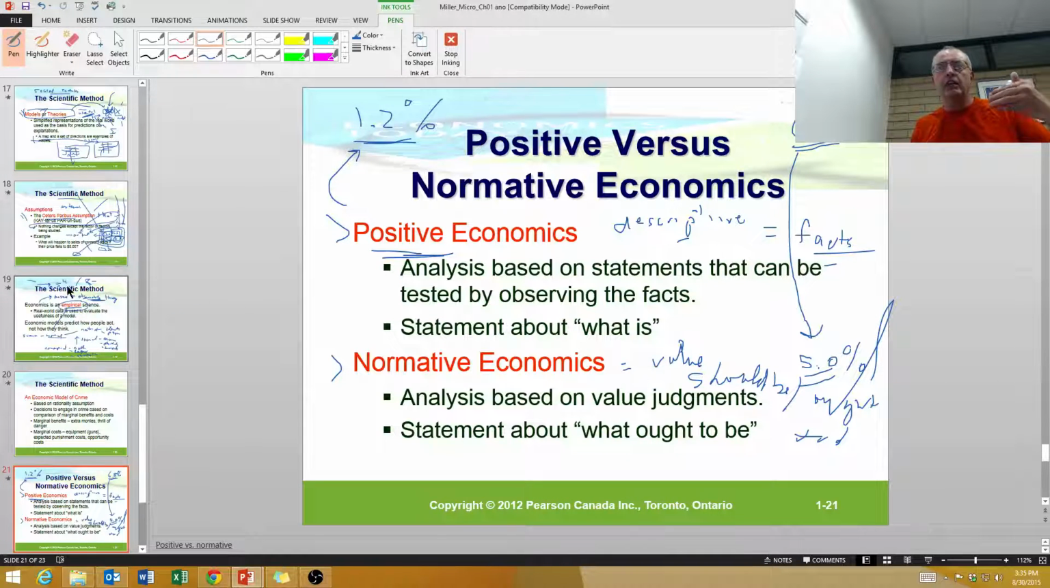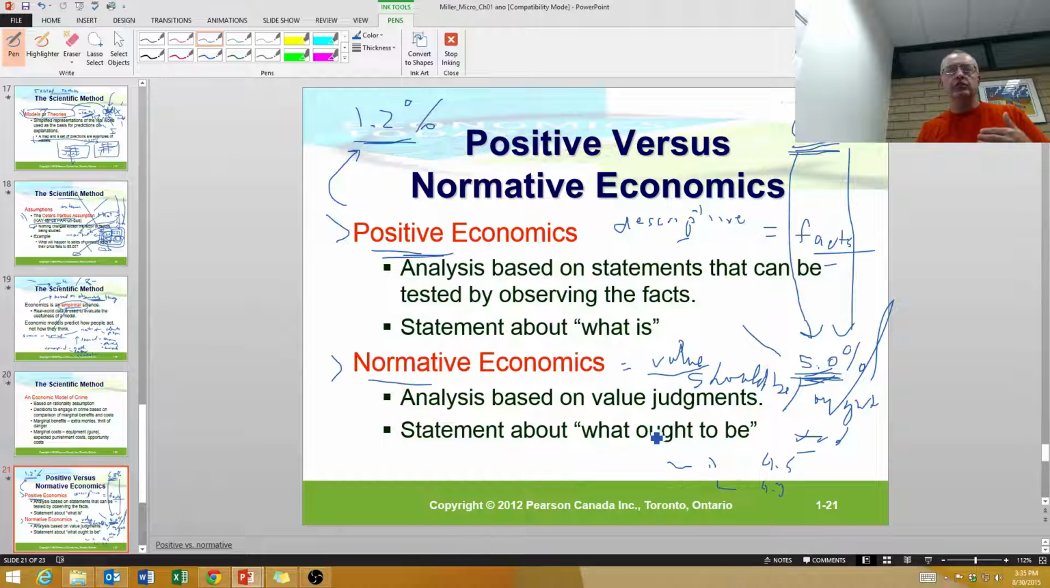Okay, so the government of Canada says, yes, the unemployment rate is currently 6.8%, but it should be only 5%, and therefore the government's going to adopt economic policies to reduce the rate of unemployment. When the government says what the unemployment rate should be, that's part of normative economics. That's reflecting the social values of the government of today. And of course, we have an election going on. The Conservatives want an unemployment rate of 5%. The NDP wants 4.5%. Liberals want 4.7%. Anyways.